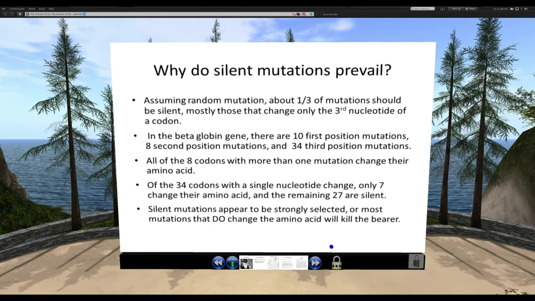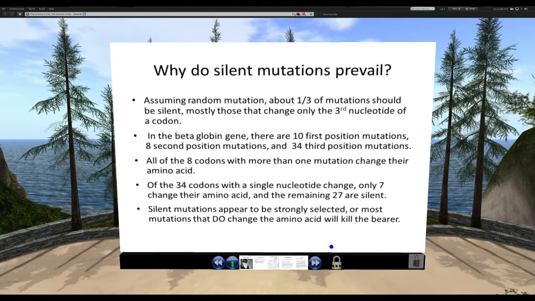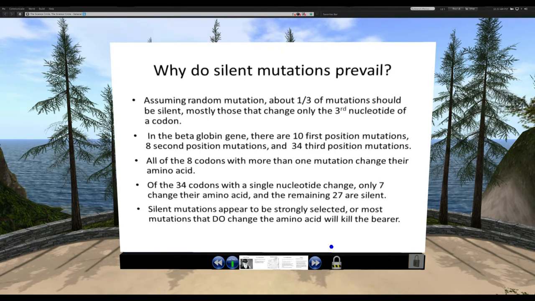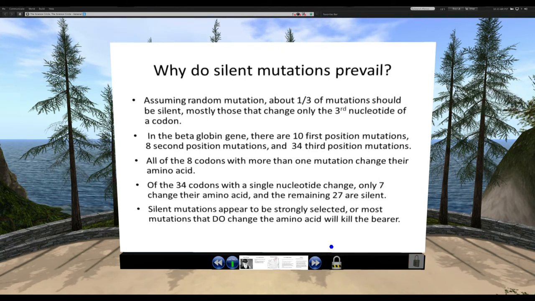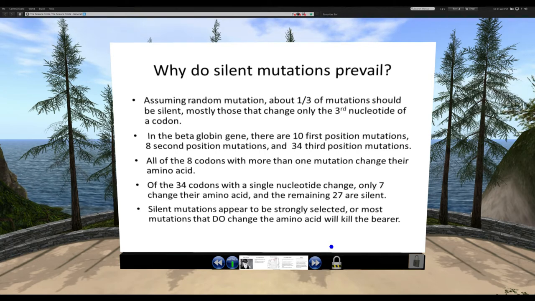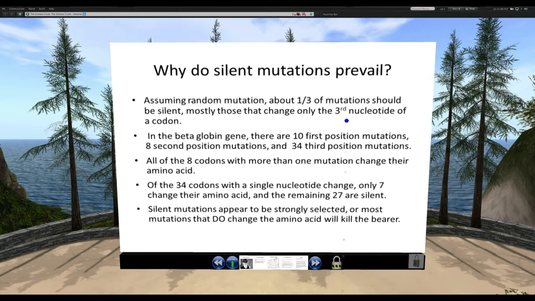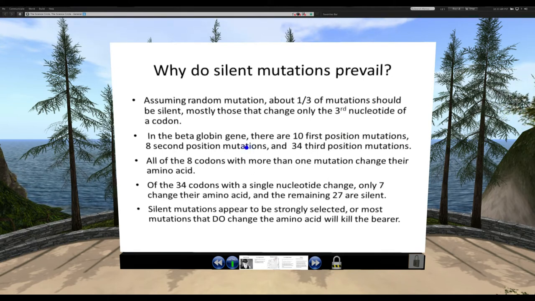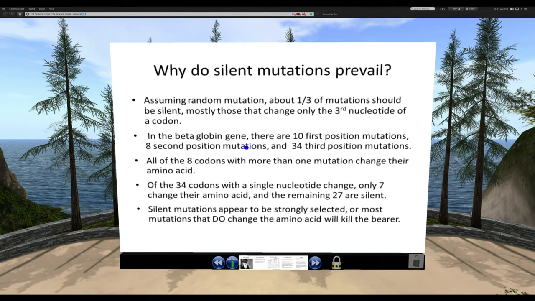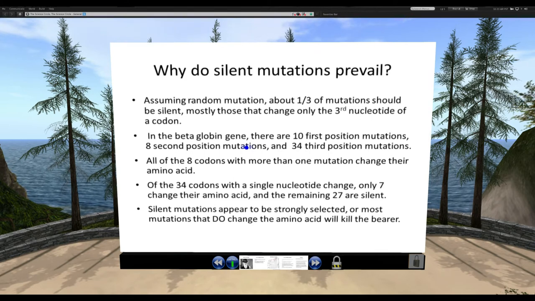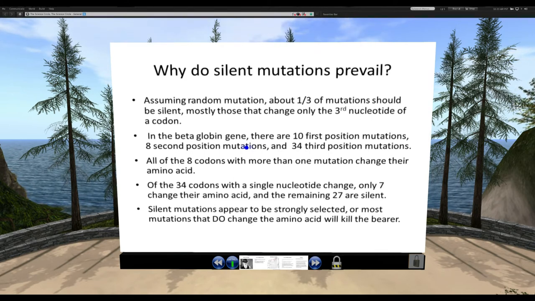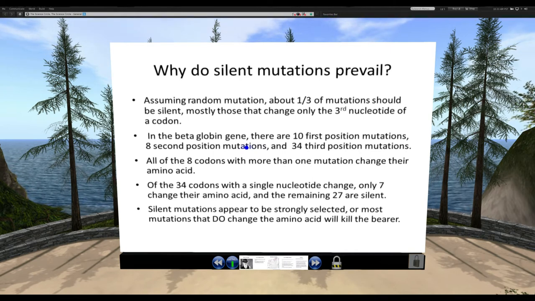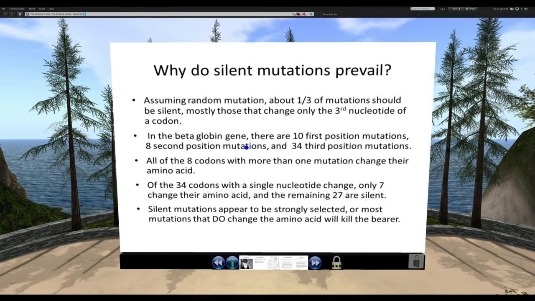So our third possibility: if you're assuming random mutation, then about a third of the mutations should be silenced, and mostly those that change only the third nucleotide of the codon. In the beta globin gene, there are 10 first position mutations, 8 second position mutations, and 34 third position mutations. So there are three times as many mutations in that third position than there are in the other two, because changing the other two will change the amino acid.